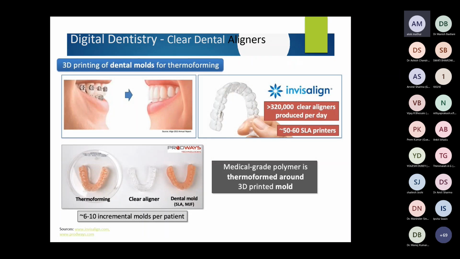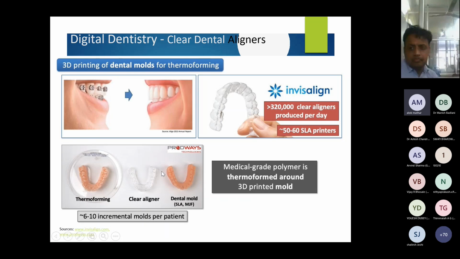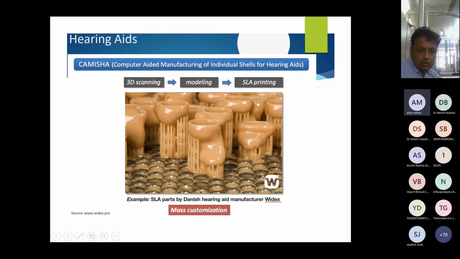Applications, if you see digital dentistry, see dentists are using this for the teeth. So thermoforming, clear aligner and dental molding, dental shape. But that shape, you can see U shape generally. So medical grade polymer is thermoformed around 3D printed mold. These are the real advancements, real developments which are appropriate.